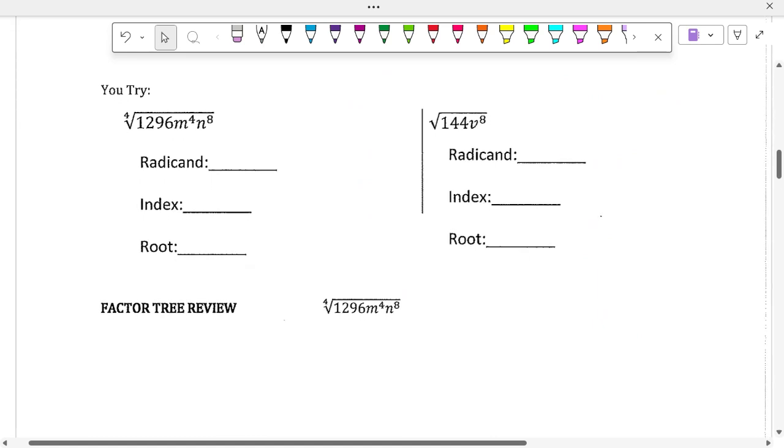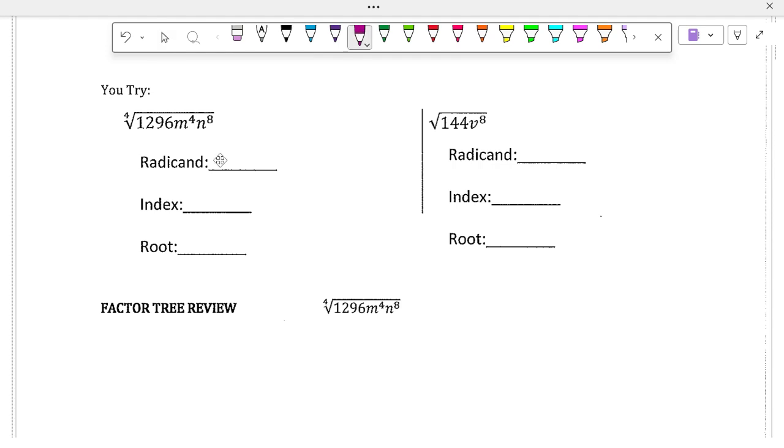All right, so let's think about these next two carefully. Our radicand for this first one is 1296 m to the 4th n to the 8th. Our index is 4. And we'll come back to the root in just a second.